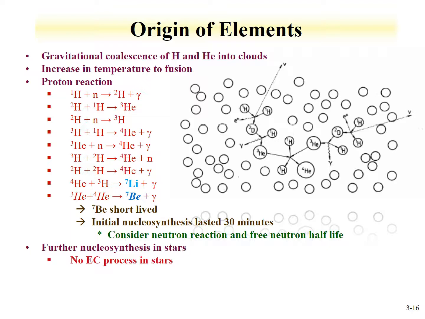Now going above helium, we would make lithium or beryllium, but these were relatively short-lived, so they were not stable. And the initial nucleosynthesis lasted on the order of 30 minutes. The free neutrons have a half-life on the order of 10 minutes. So after a period of time, free neutrons decayed and were no longer available for reactions.